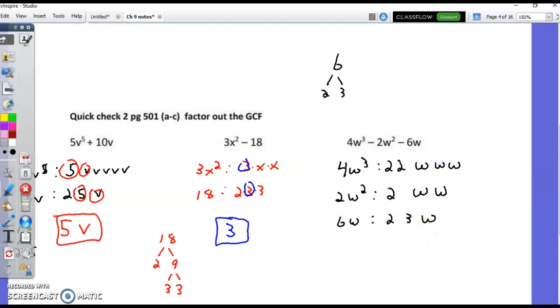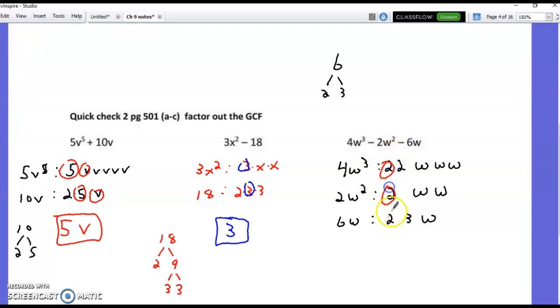So as we look at these, we have to figure out what's in common. Well, they all have a 2, right? So there's a 2 in common. This has a 2, this is a 3, and they all have at least 1 w in common. These each share a w, but this one doesn't, so we can't count it. So my GCF for this one is going to be 2w. And that's it for that one.